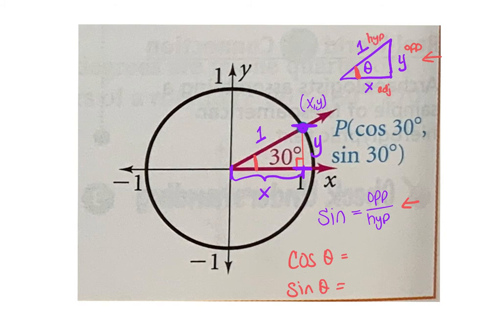We good so far? So what's my cosine going to be? Adjacent over hypotenuse. So it is x over 1, which is x. All right, sine is opposite over hypotenuse. What is my opposite? y. So y over 1 is y. Everybody see that? Now let's look at what they just told us.